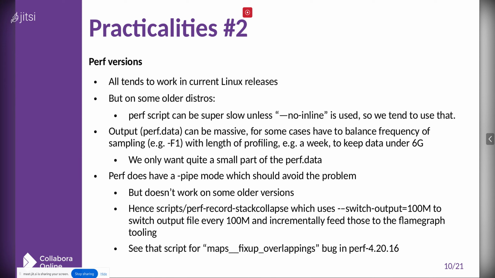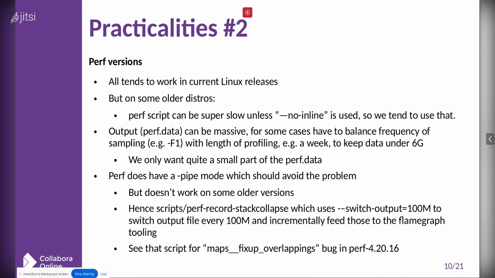And also perf theoretically has a pipe mode for generating these things. We only want a small amount of the data that is actually recorded, vast quantities of data recorded. We need a small bit of it, but it isn't very straightforward to ask perf just to give us the small bit we need. We get everything. If we could use this pipe mode in perf, that would avoid the problem, but it doesn't work on some of the older Ubuntus. There's another option then to switch output every 100 megs. That seems to work reliably on all of these other distros that we're doing the profiling on.